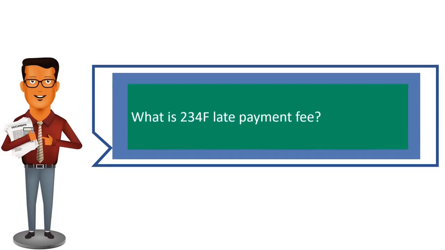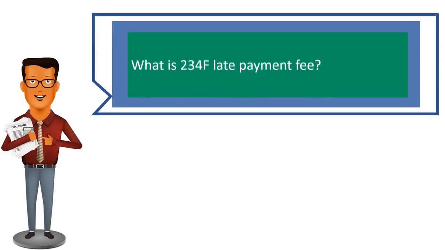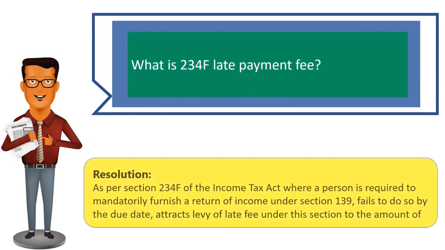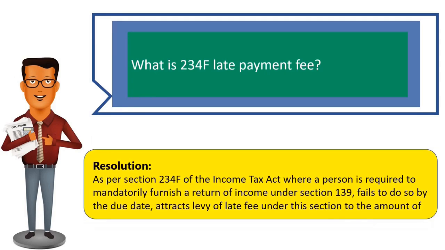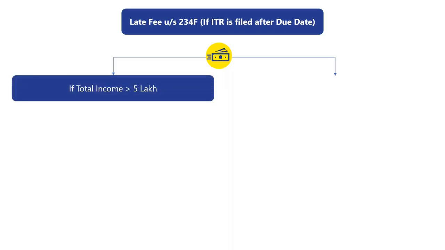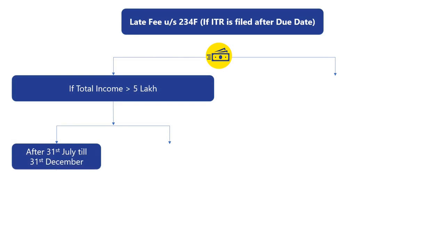What is the Section 234F late payment fee and in what situations is it charged? As per Section 234F of the Income Tax Act, where a person is mandatorily required to furnish the return of income and he or she fails to do so by the due date, then a late fee is attracted under Section 234F. In this case, if your total income is more than Rs 5 lakhs and the return is filed after 31st of July till 31st of December, the late fee will be Rs 5,000.